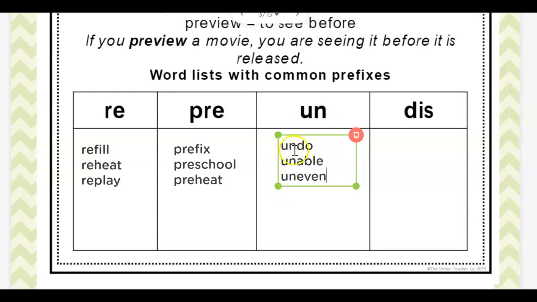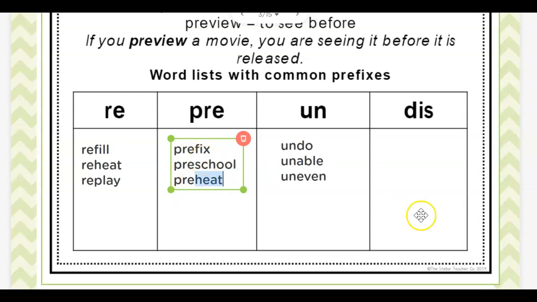Remember, prefixes are attached to root words. Root words can stand on their own. So if I highlight just the root word, do, that's a word that can stand alone. Able, that's a word that can stand alone. Even, that's a word that can stand alone. Let's check on this one. If I just highlight the root word, the base word, school, yep, that can stand on its own. Heat, yep, that can stand on its own.